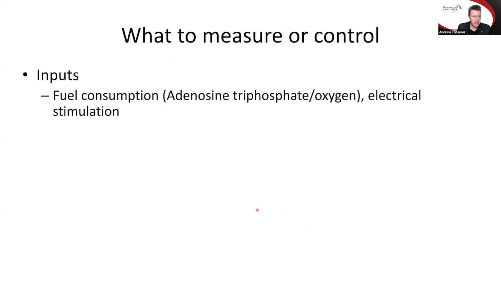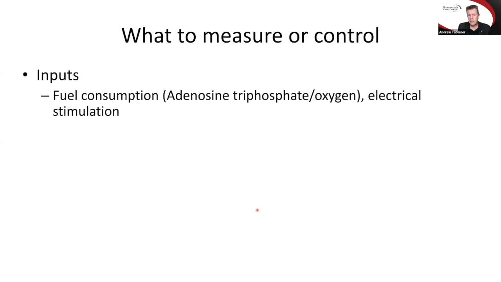Well, first of all, any engine needs fuel. And so for the heart, that fuel comes in the form of a chemical called adenosine triphosphate. And that is cycled continuously in the heart's tissues with the use of oxygen. And so if we could measure adenosine triphosphate, commonly abbreviated as ATP, or the amount of oxygen that the heart is consuming, that tells us how much fuel it is consuming as it beats.